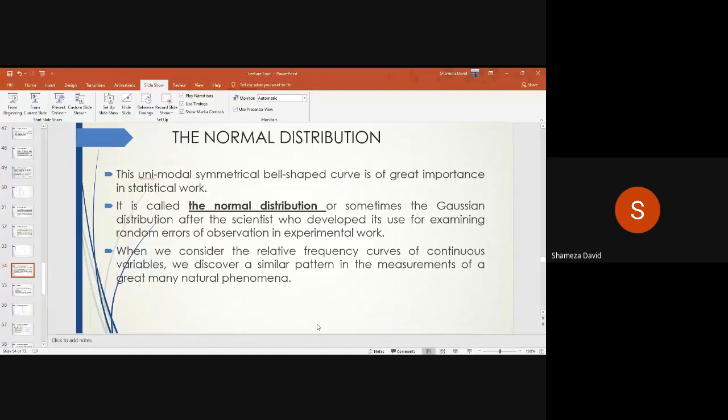And so when we consider the relative frequency curves of continuous variables, we will see a similar pattern in the measurement of many natural phenomena. So as I was saying earlier, most variables are normally distributed.